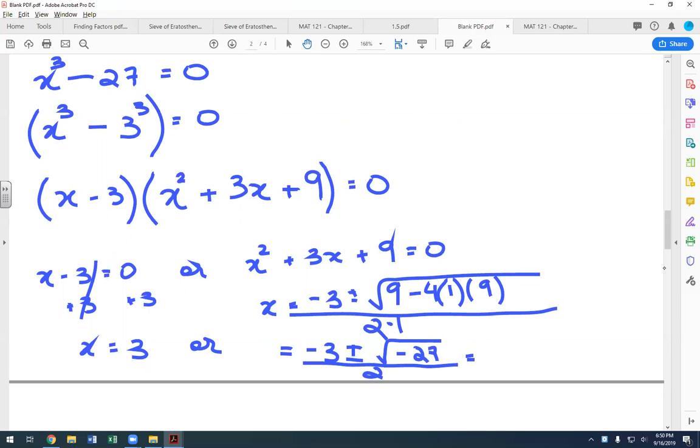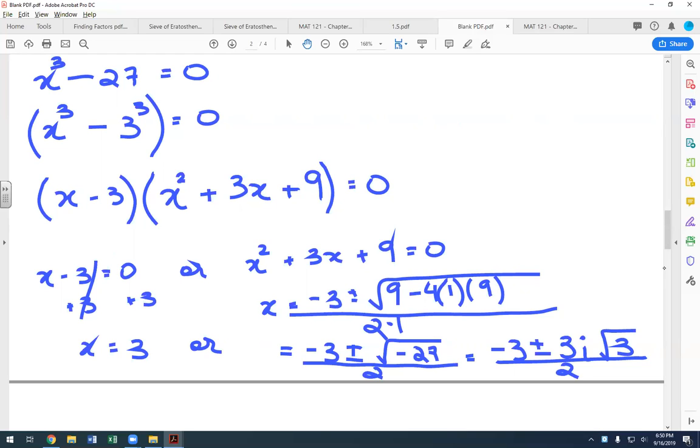27, is that a perfect square? No, it's a perfect cube, but not a perfect square. So you're not even going to get a nice and clean answer. You are going to get plus or minus. How can we simplify square root of 27? 9 times 3, right? So 9 will come outside as 3. The negative will come outside as i. And the 3 will continue to stay behind.